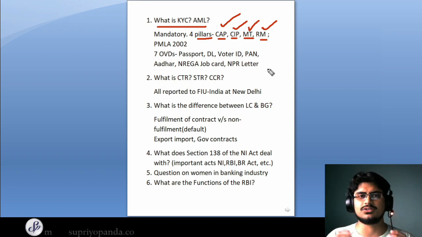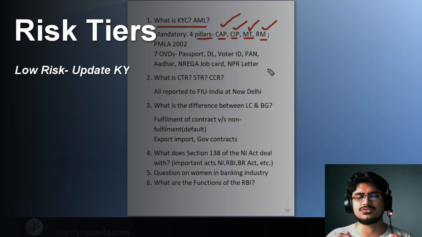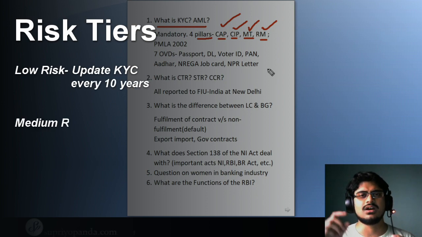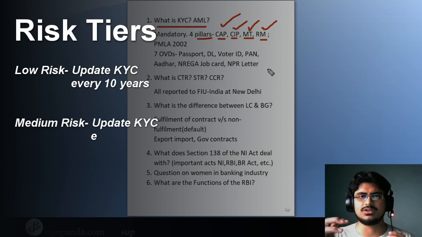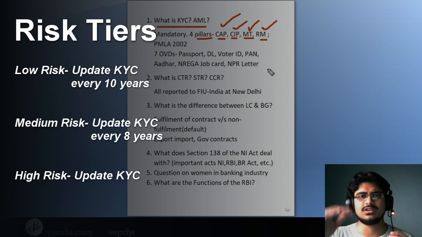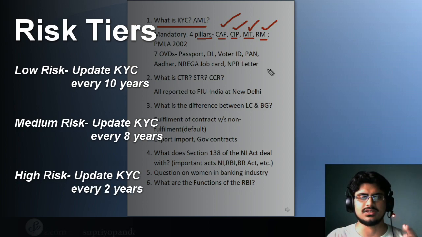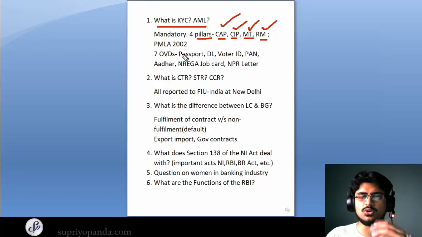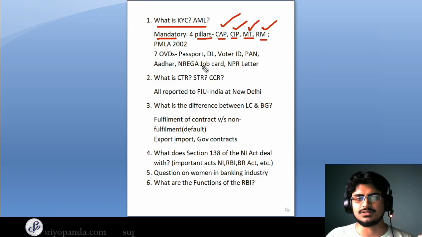There are various kinds of risk levels in the banking industry, like low risk, medium risk, high risk. So your customer must be segregated into one of these risk tiers. That's a bit advanced and we don't need to get into those kinds of things, but you need to remember these 4 pillars of KYC. And you need to also understand that KYC is a mandatory thing and nobody can escape from it.